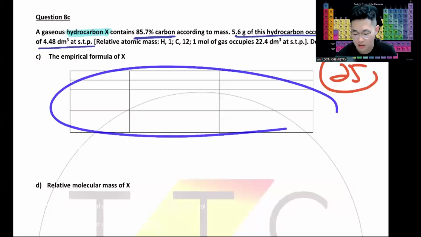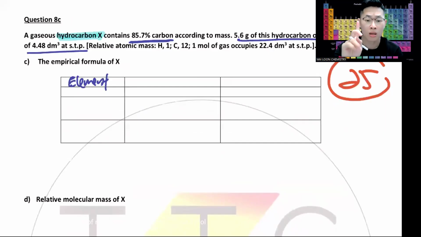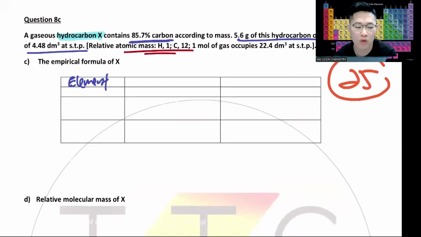So like here, to do empirical formula, first start with the elements. To know what the elements are, you can just look at the relative atomic mass. Last time, when I was a weak man, I didn't know this. I simply took it from the question, but I can actually look at the relative atomic mass to get the element.